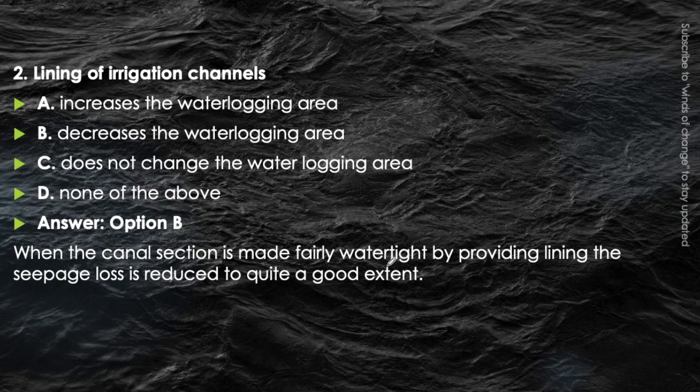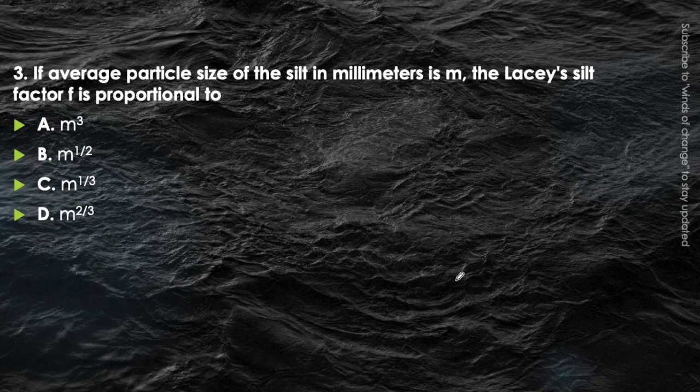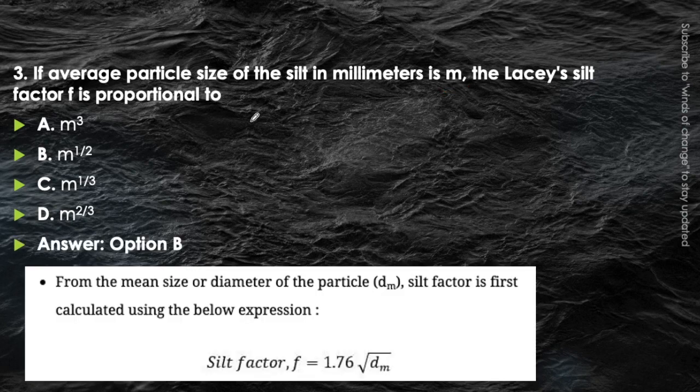When the canal section is made fairly watertight by providing lining, the seepage loss is reduced to quite a good extent. Okay. Next question. If average particle size of silt in millimeters is m, then the Lacey's silt factor F is proportional to. You should know the formula for it, then only you can answer it. If average particle size is denoted by m, which is in millimeter, then the Lacey's factor F is proportional to. Can you recall the formula for Lacey's silt factor related to average size of the particle? So it will be m raised to power 1 by 2. That is option B.